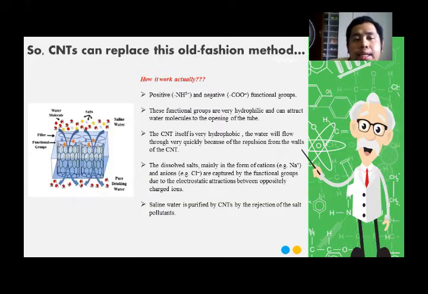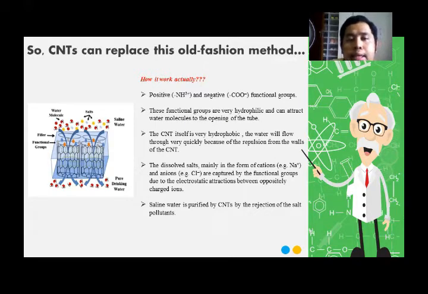So CNTs can actually replace this old-fashioned technique. How would it work? The CNT contains positive NH3+ and negative COO- functional groups. These functional groups are very hydrophilic and can attract the water molecules to the opening of the tube. The CNT itself is very hydrophobic, which causes the water to flow through very quickly because of the repulsion from the wall of the CNT.